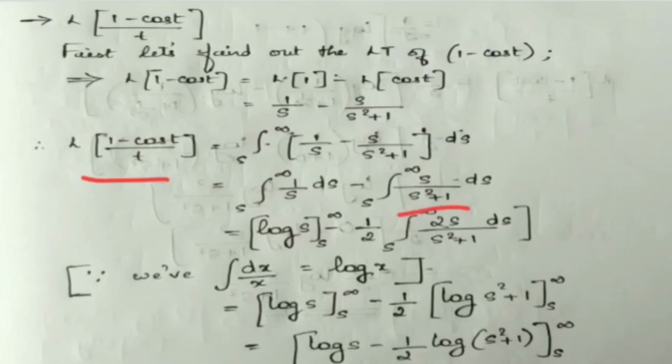Here we have s by s square plus 1. Look at the denominator. We have s square plus 1. What is the derivative of s square plus 1? 2s. So the numerator must be 2s in order to apply this, that is integral dx by x equal to log x. So we should make the numerator equal to 2s. So we have to multiply and divide this function by 2. So it becomes minus 1 by 2 integral s to infinity 2s by s square plus 1 ds. Now this is of the format integral dx by x, right?